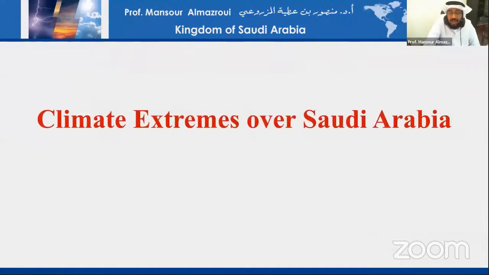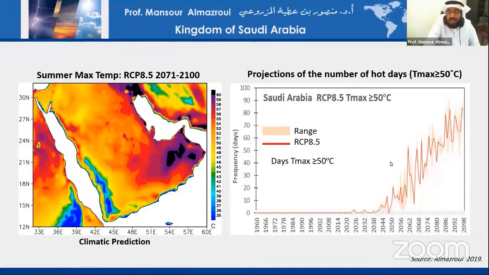And now here are the climate extremes of Saudi Arabia, and you can see that the temperature is going to increase. For example, in this figure, after 2050, the temperature goes very high over the Arabian Peninsula, Saudi Arabia, and it may reach up to 40 and then increase with time. So there is more increase in the temperature. This is the summer maximum temperature in general.